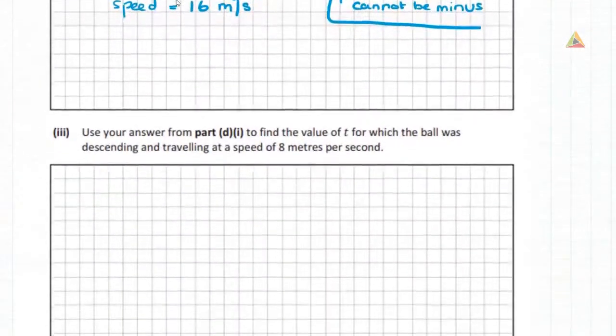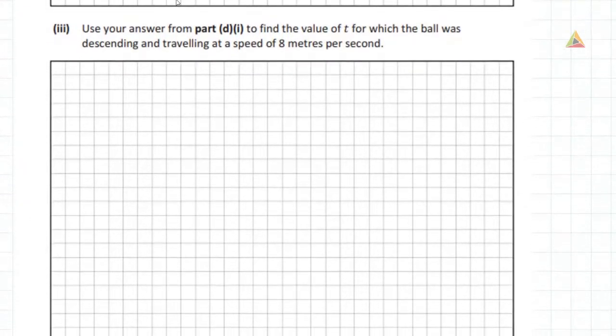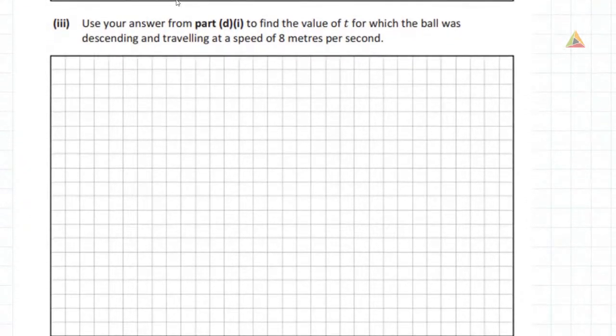The third part of that says use your answer from D part 1 to find the value of t for which the ball was descending and travelling at a speed of 8 meters per second. So again, I see my speed has been given to me here. So this is going to be my f dashed of t because it's speed. And this time I'm told it's descending. So that tells me that it's negative. So it's coming down. So our speed is still positive, 8 meters per second, but our f dashed of t, the change that we have here, is going to have a minus in front of it.